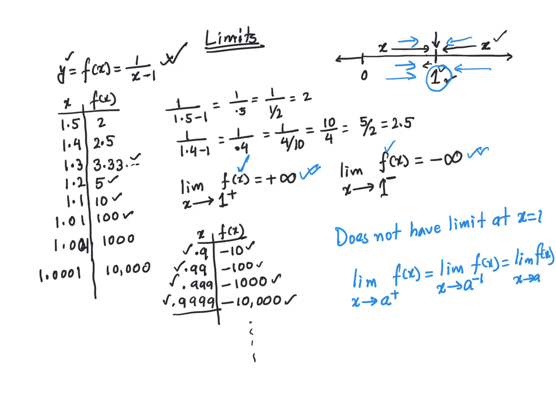So please do remember, it doesn't matter which side you approach the point of interest from; regardless of the direction in which you approach the point, the limiting values should be the exact same values. And that's when we say that a function has a limit. Otherwise, we say the function does not have a limit. In this case, I gave you an example where the function does not have a limit.